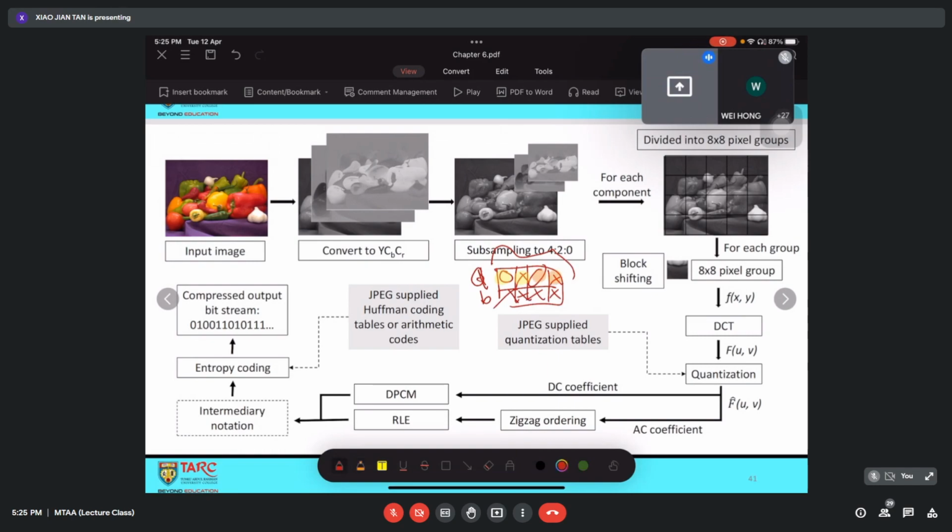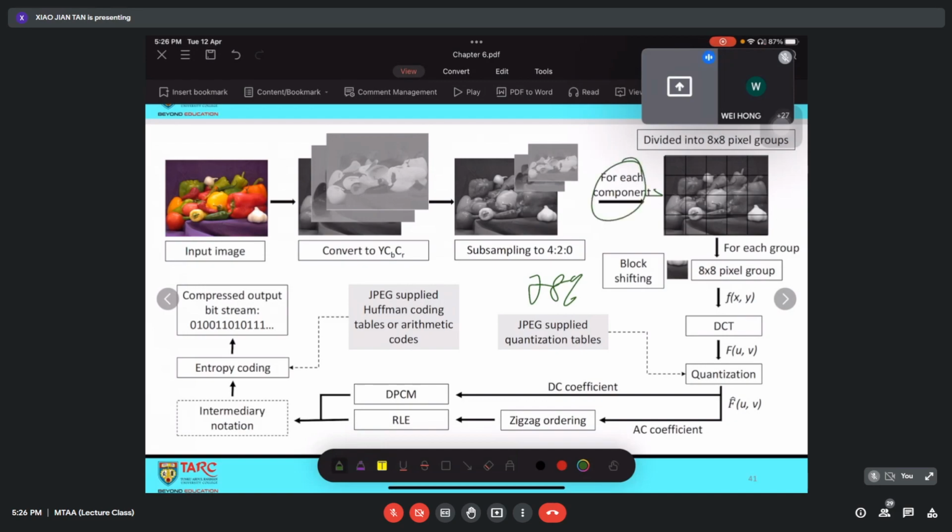So basically, you share the same color across these four, and another same color across these four. This is how you perform the subsampling. After you perform the subsampling, you remove up to 75% of the storage in terms of CB and CR, but Y remains unchanged.